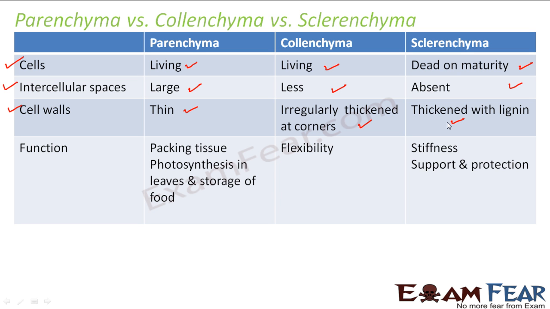Function. When I talk of parenchyma, it is the packing tissue. It helps in photosynthesis in leaves and storage of food. Which kind of parenchyma helps in photosynthesis? The parenchyma with chlorophyll, that is called chlorenchyma, right? What is the function of collenchyma? It provides flexibility, because of which bending of stems or leaves is possible. And in sclerenchyma, the purpose is stiffness, support and protection, because they are so strong and hard that they can provide stiffness. At the same time, they can protect the plant also, right? So with this, I think we will end our discussion on simple permanent tissue.